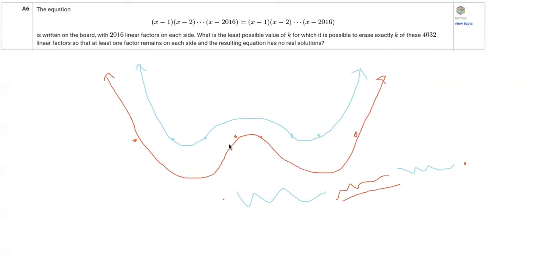It's red, blue, blue, red, red, blue, blue, red. After each pair of red, blue, is really where we're going to want to look at the functions. Because if you're between a red and blue pair, the red function is going to be negative and the blue function is going to be positive. So of course, there's no way they're going to intersect.